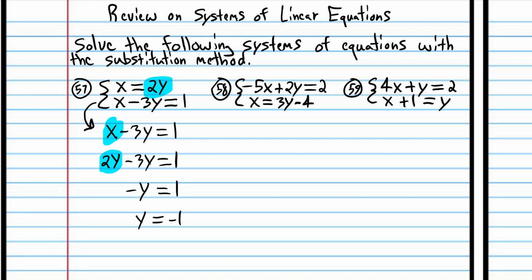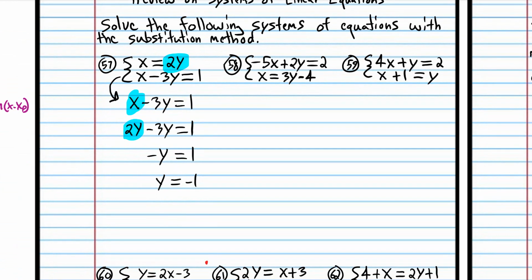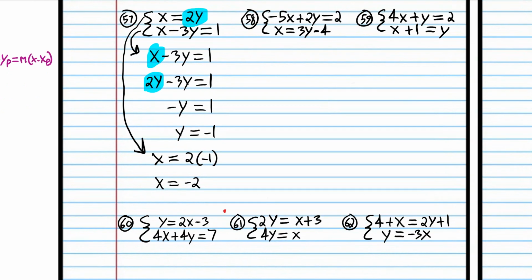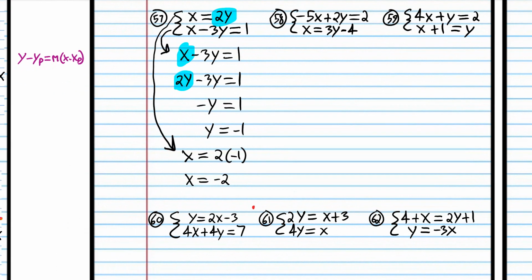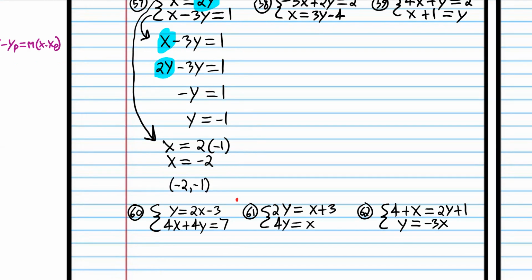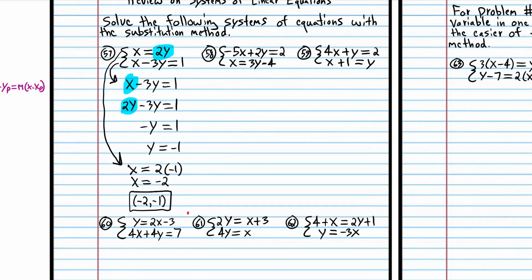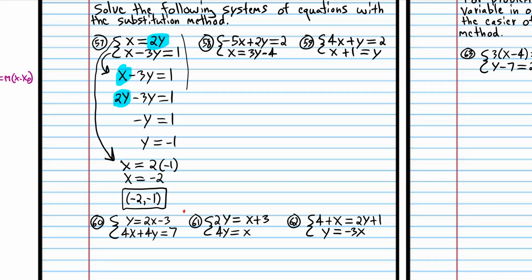So we found y. Now to find x, I'm going to take the first equation and just plug in what y equals. Then we have 2 times negative 1 is negative 2, so x equals negative 2 and y equals negative 1. And it's very common to write the solution in coordinate form, so I'm going to go ahead and do that. And that is the solution for that first problem.